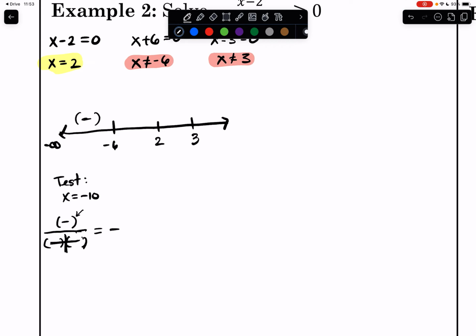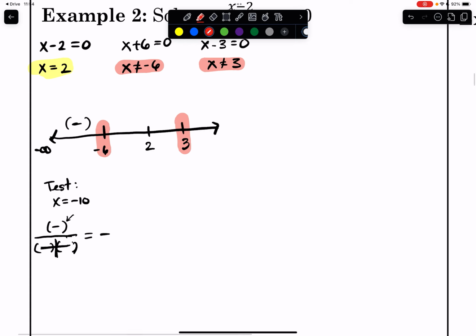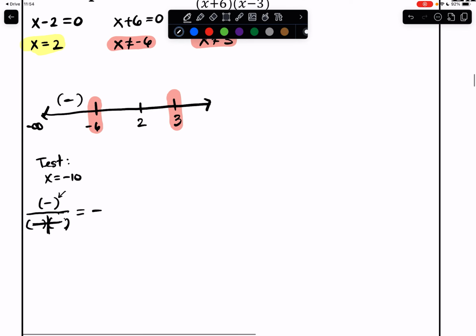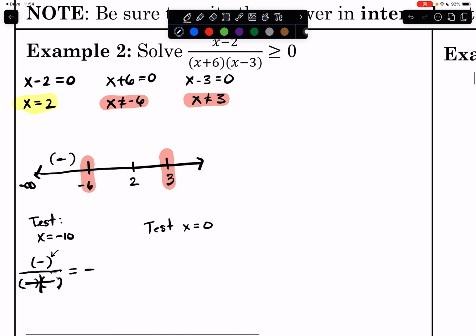So I need to make sure that I label those, okay? So there. Now, let's test another number. So we're now going to test x equals, let's say, a number between -6 and 2. Well, the easiest number is 0. 0 is found there. So let's see what happens when we plug in 0.